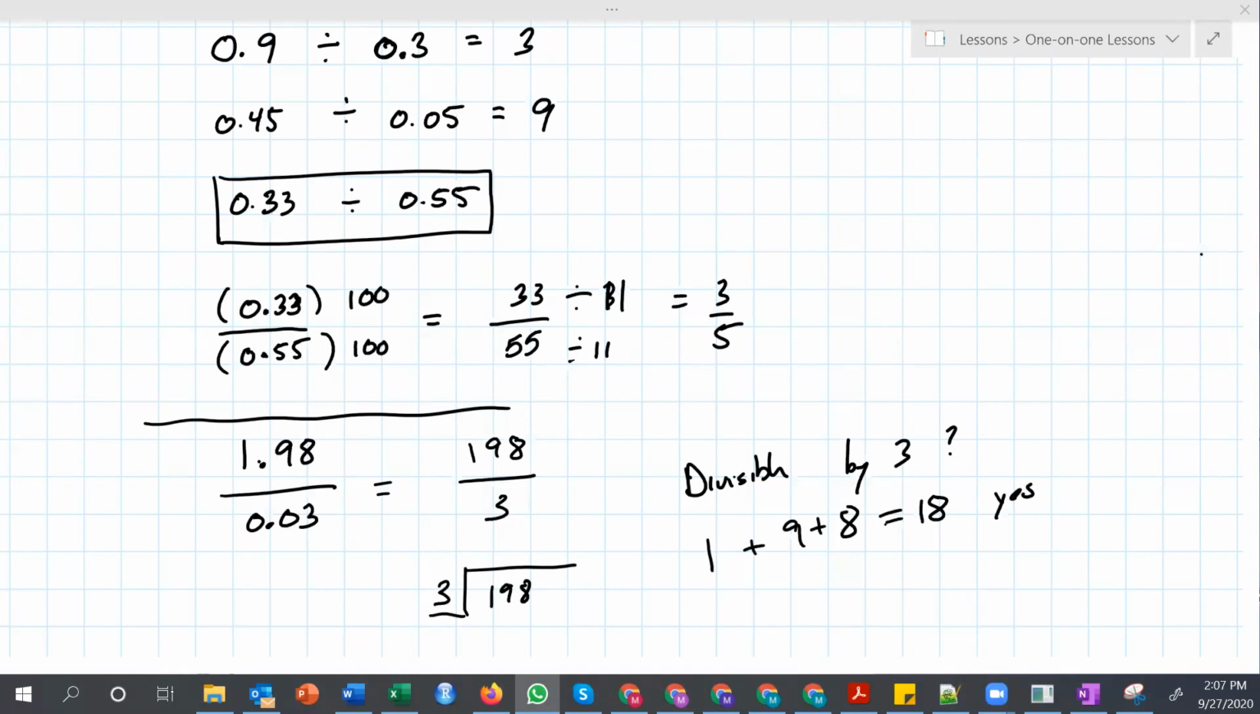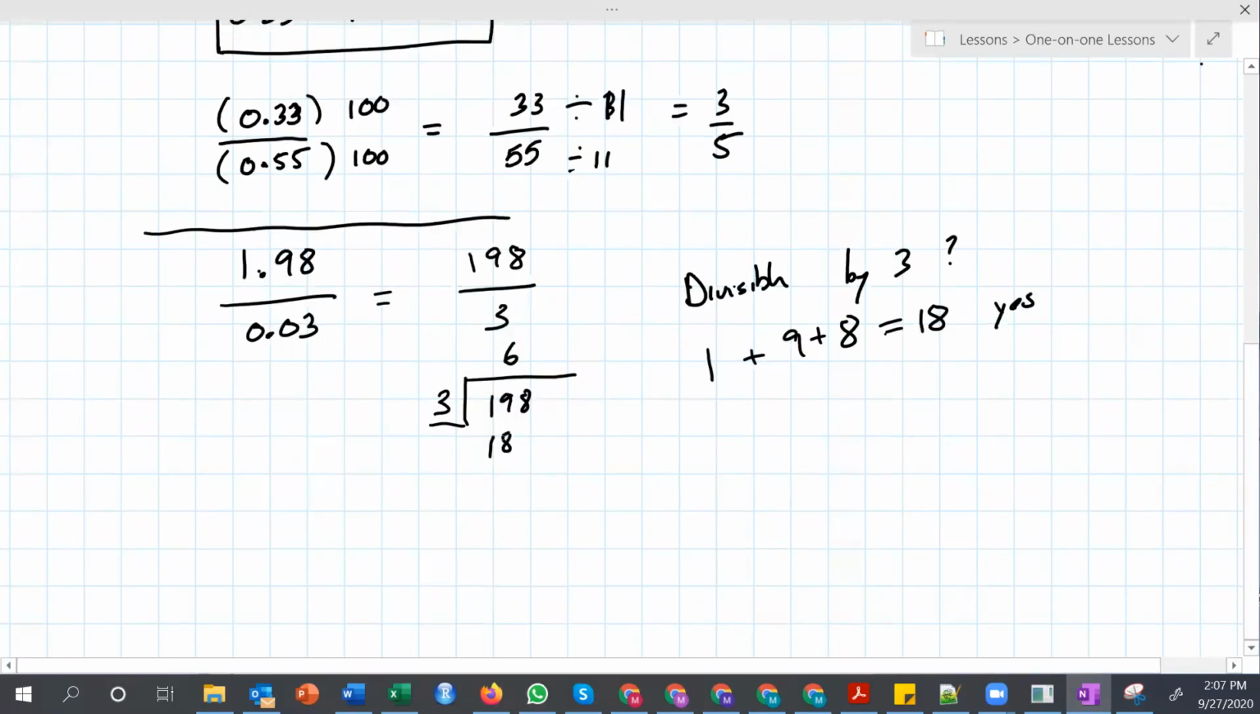But like 3 goes into 19 6 times. 3 times 6 is 18. Subtract 18, you get 1, and bring down the 8, 18 again. So 66. Is that okay?